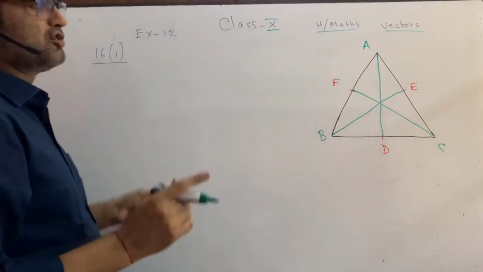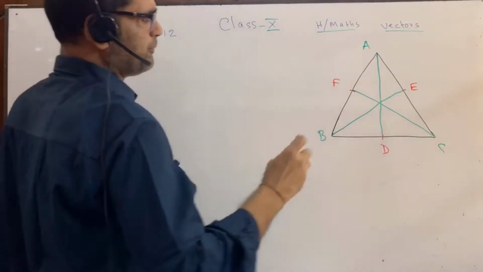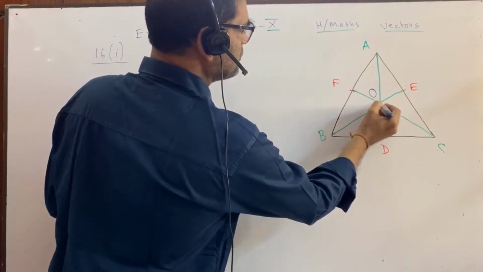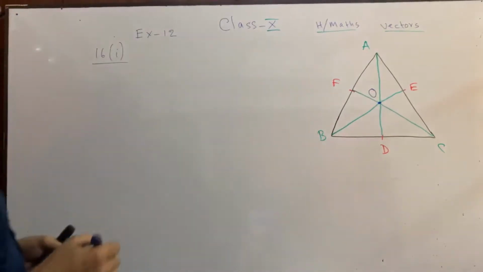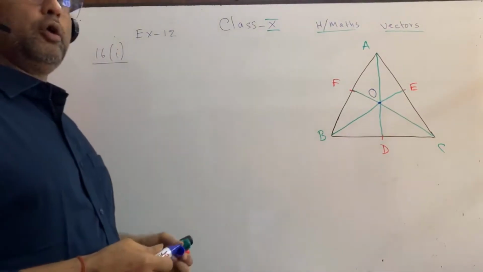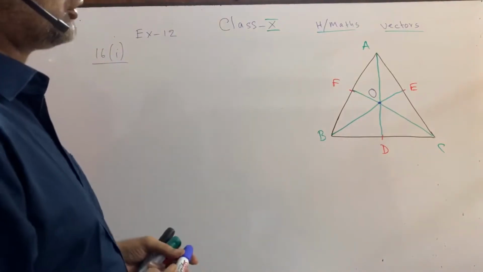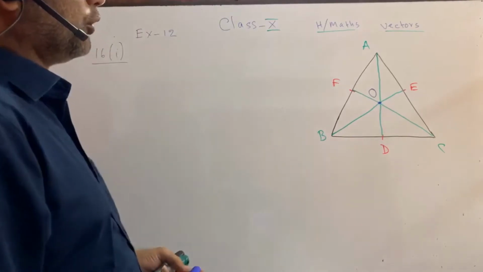Let all those three medians intersect at the point O. I have named this point. This is called centroid. Where the three medians of a triangle meet is called the centroid. Okay, I have named it by O.